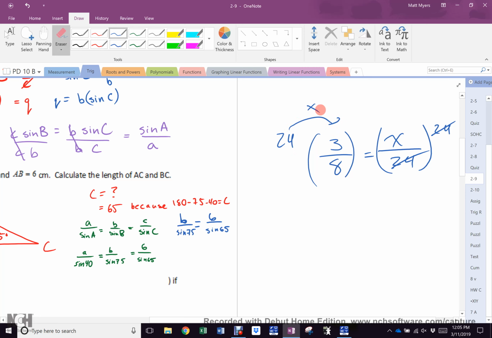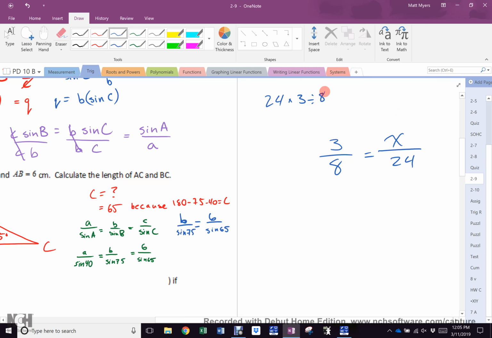That's algebra. Now look back at the original question. You know that if I was doing algebra here, that at the end of it all, to get the right answer, I would have to do 24 times 3 divided by 8, correct? Look at that question. You see all the numbers there. What math do you do?